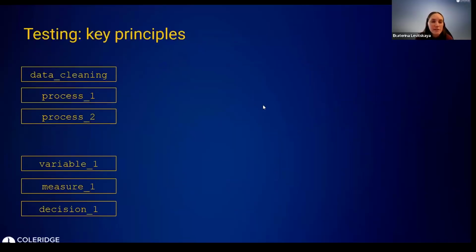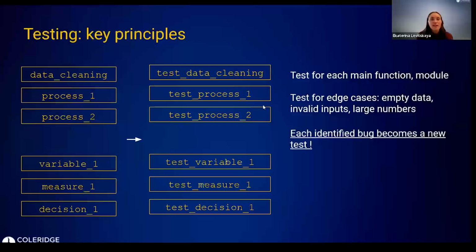And when we're talking about some illustrations, the key principles in testing are really based on the same module structure of the code that we discussed before. Once the code is broken down into modules, into the main key steps, it's really easy to then identify the main steps and create a test for each of the main functions.